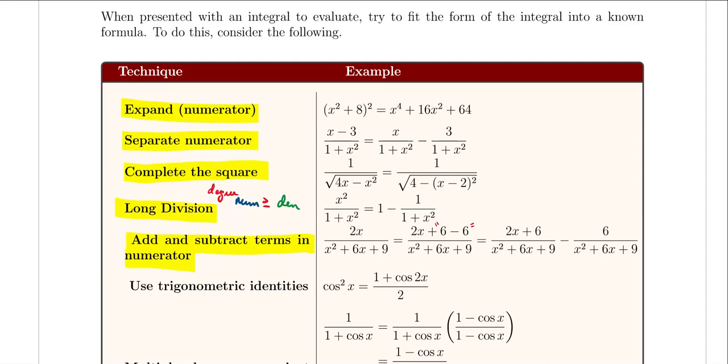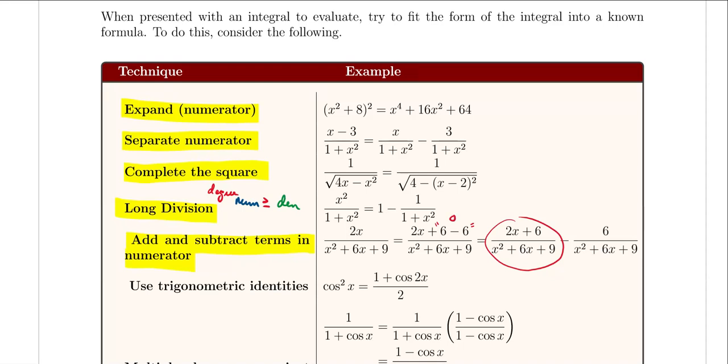but this allows us to rewrite the original fraction, 2x over x squared plus 6x plus 9, as (2x plus 6) over the denominator minus 6 over the original denominator. Now when we rewrite it here, we might be able to simplify or integrate certain fractions. I'll just put here that technically we're adding a 0.